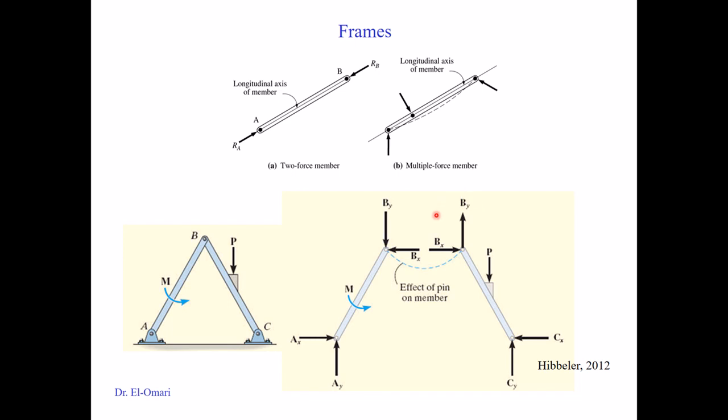Here you notice that now we see the pin reactions. When they're connected, we don't see them; they are not shown, they cancel each other. But when we take them apart, we have to show the pin reactions, and they are equal and opposite in direction. So you have Bx, the same as Bx but in the opposite direction. By is By, the same but opposite. And we have the pin reactions or the support reactions at A and C.